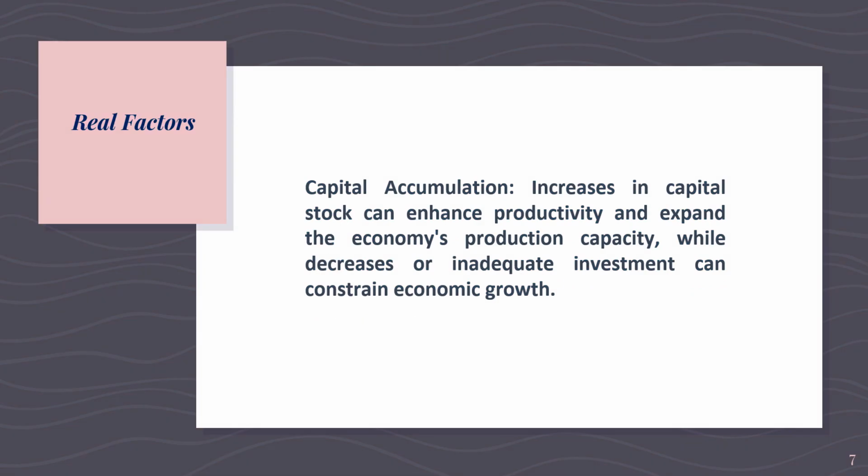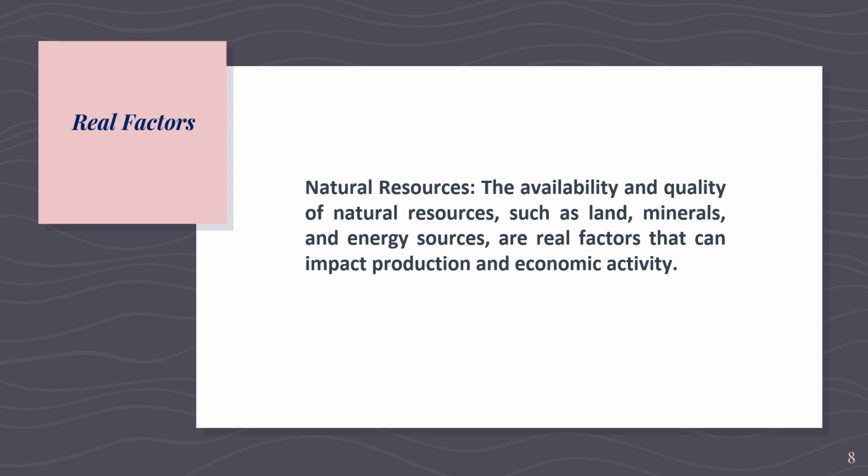Then there is capital accumulation. Increase in the capital stock can enhance productivity and expand the economy's production capacity, while on the other hand, inadequate investment can constrain economic activity or economic growth. So, capital accumulation is another real factor that we are going to take into consideration while we discuss real business cycle. And there are natural resources. You see, the availability and quality of natural resources such as land, minerals, and energy sources are real factors that can impact production and economic activities.